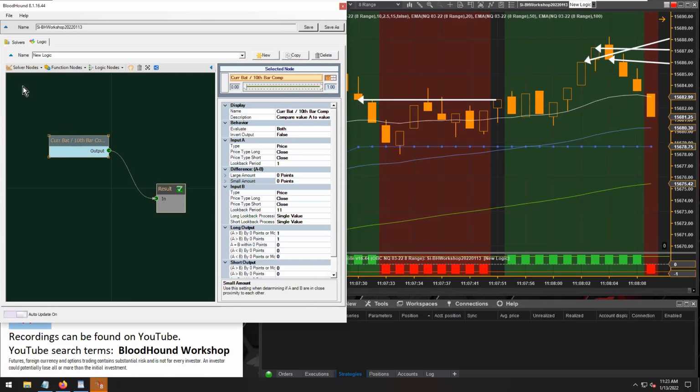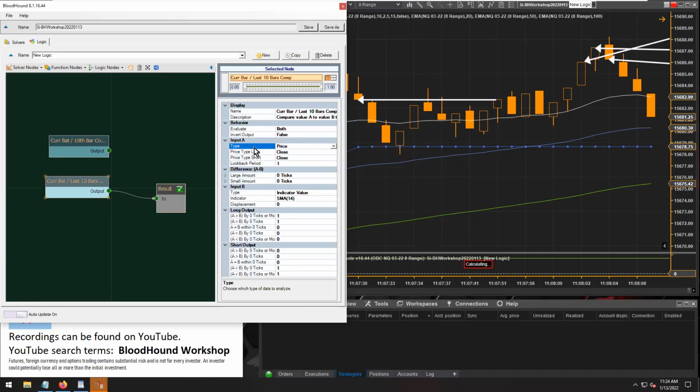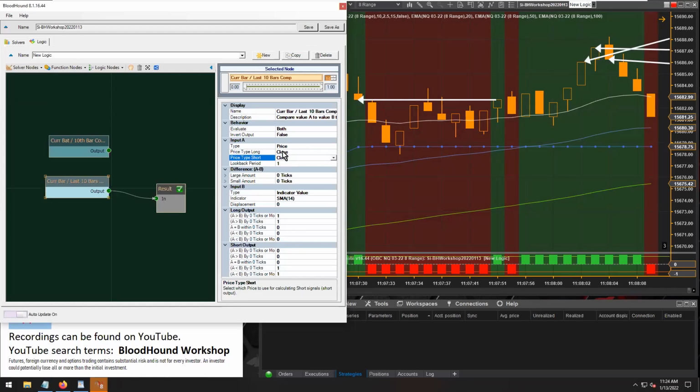All right, so now the next comparison, let's grab another comparison solver. Now we're going to compare the current bar to the last 10 bars. And remember, you need to exclude the current bar. You cannot include the current bar with the last 10 bars. So again, input A is going to be price. Now we have the closing price of the current bar.